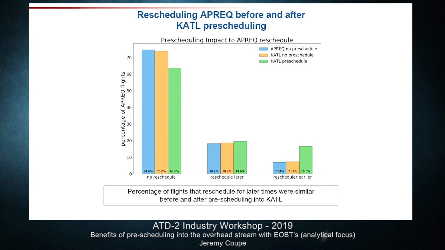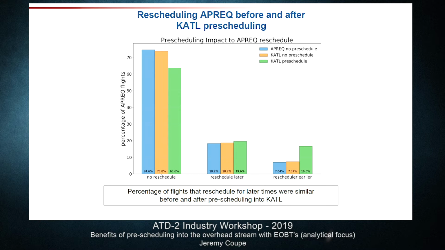But you could ask, okay, where did all these flights that used to keep their old schedules go? They're here, rescheduling for earlier times. One other thing to keep in mind is that the percentages rescheduling for later times and earlier times during pre-scheduling are pretty similar, about 19.6 to 16.6. So only about a 3 percentage point difference. That's one of the ways that we think about it.